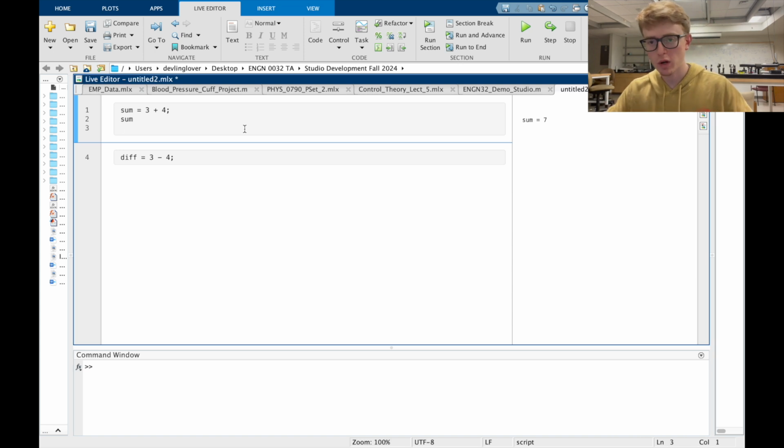And so if you break things into sections and you can just run certain sections at a time instead of rerunning all of your code every time, it can actually save you a lot of time. Okay, so that's an important thing to note.